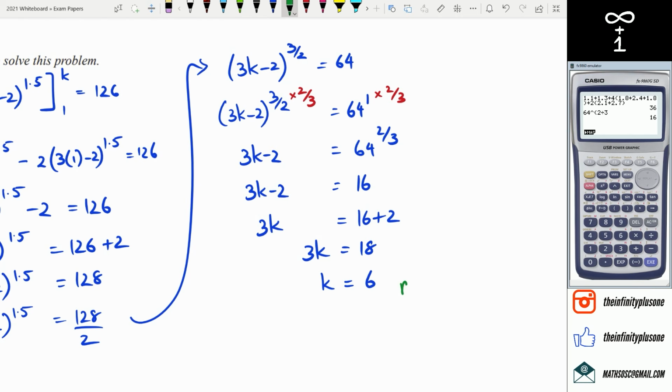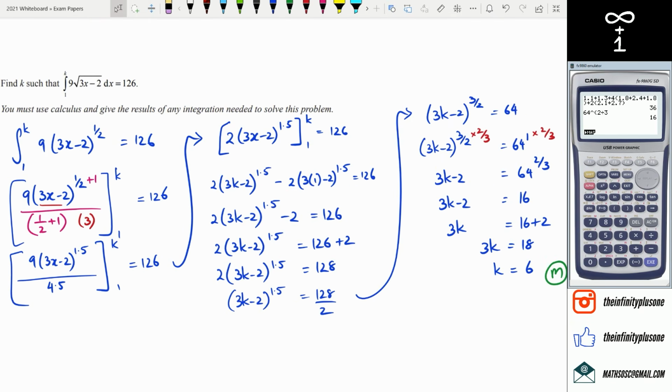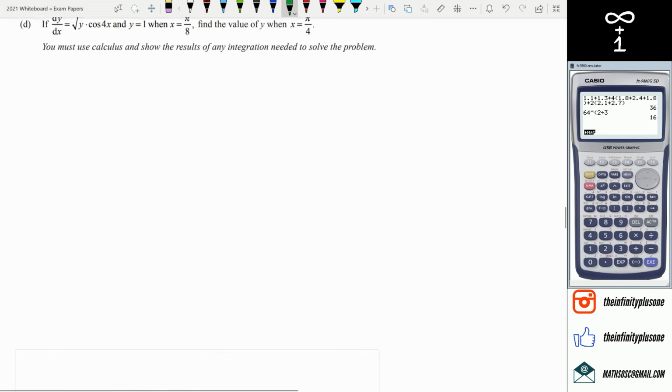So grades-wise, for solving k as 6, that is merit, and achieved is right at the beginning there when you just integrate the original function. That's pretty much what we're looking at for achieved. Cool, guys. We are off to the next question.